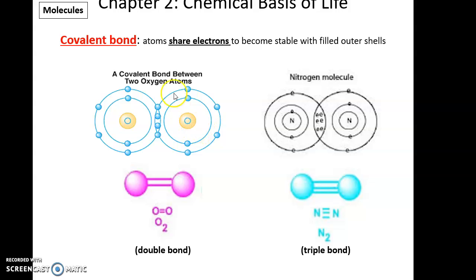Now, you can also get a double bond, or 2 covalent bonds between 2 atoms. So with oxygen, they share 2 electrons each, giving us molecular oxygen. And then nitrogen allows for a triple bond, so it shares 3 electrons between each of the 2 atoms, giving us molecular nitrogen. This is a triple bond. Again, giving us a stable conformation because of the complete outermost energy shell.